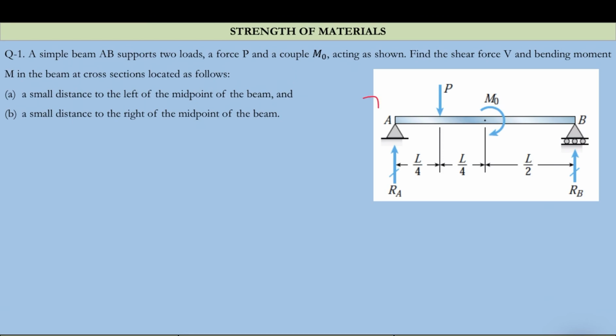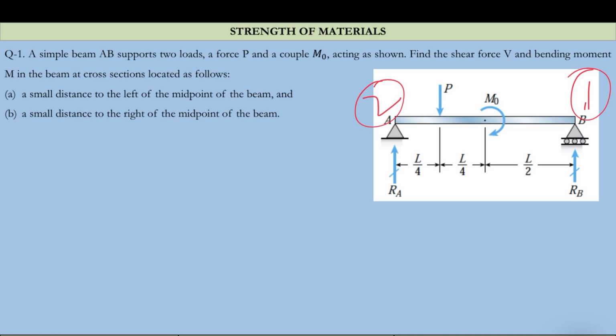So here two reactions are there and here one. So in any structure you will have a maximum of 3 unknowns. It can be 2, it can be 1, but they are of no use. So 3 unknowns will be there. We have to find the shear force and bending moment.